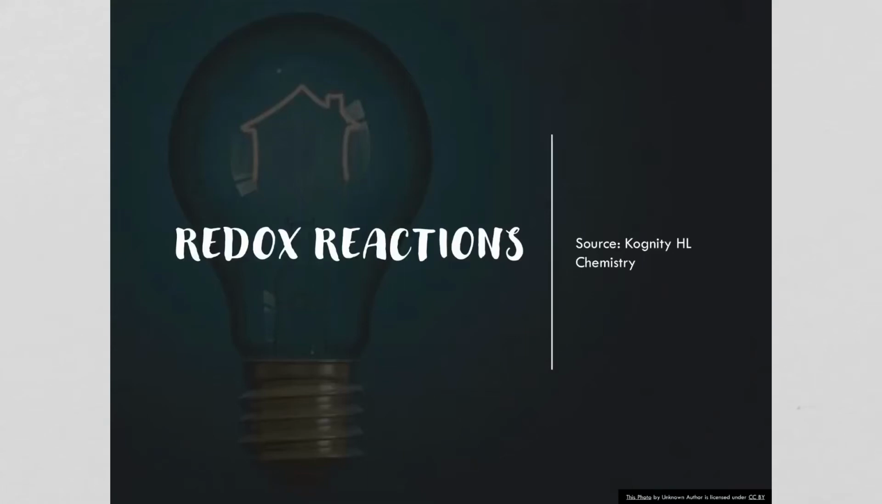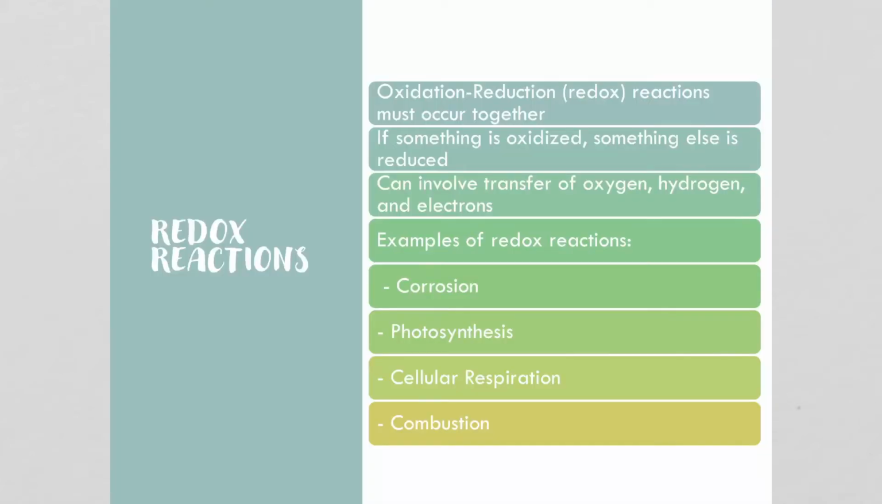In this video lesson, we're going to learn about oxidation and reduction reactions. So a little bit about redox reactions. Redox reactions, also known as oxidation-reduction reactions, have to occur together. So if something is being oxidized, something else has to be reduced. And it can involve the transfer of oxygen, hydrogen, and electrons.